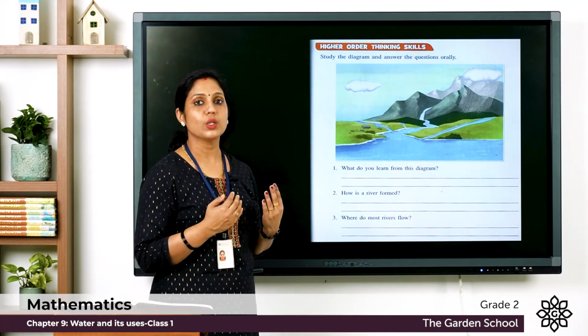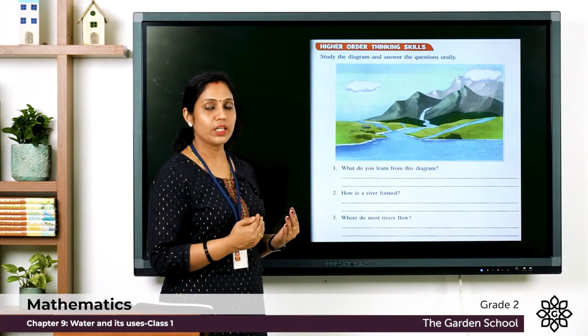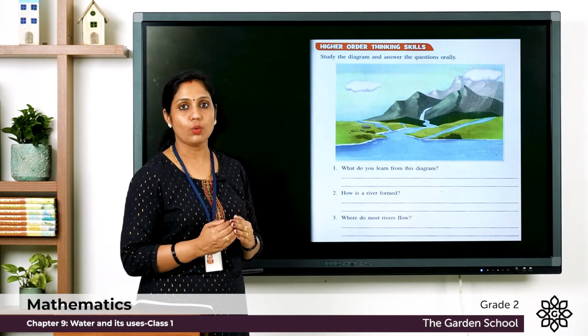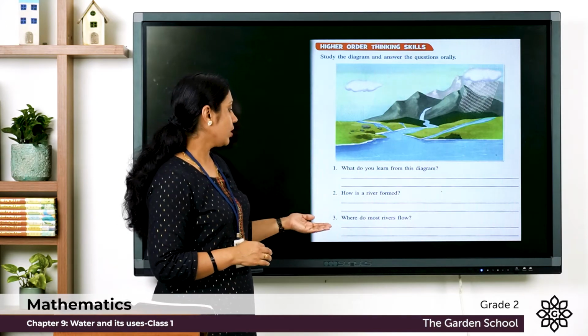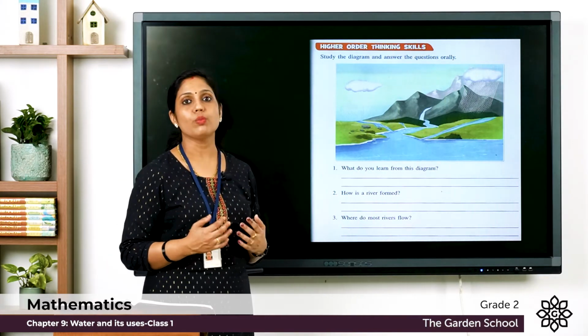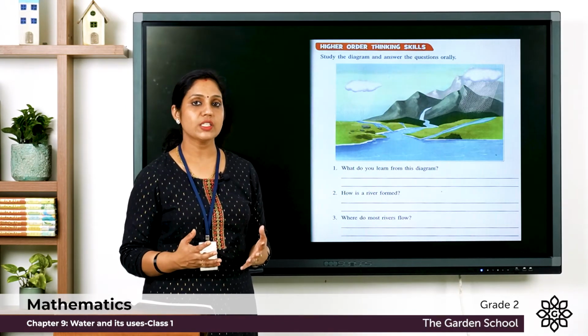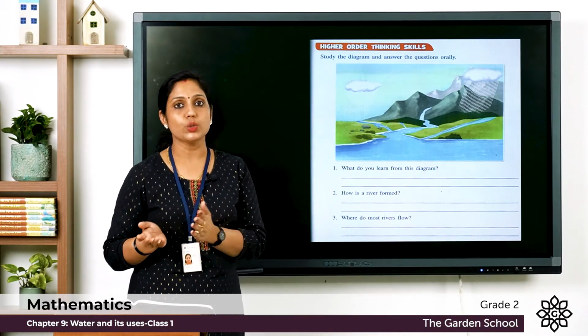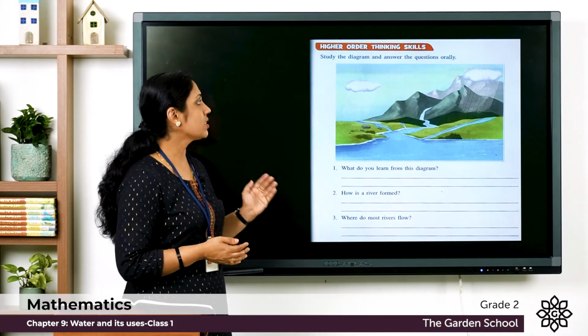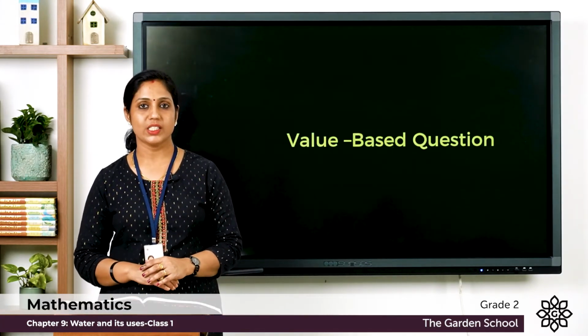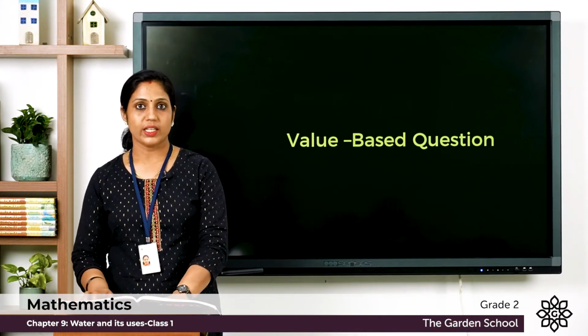When it rains, the water flows from the hills and also the snow melts from the hills and flows down as rivers. Third question, where do most rivers flow? So we have learned it in this chapter. Where do rivers flow? Most rivers flow into seas. So this is all about this diagram. So next we have the value-based question. So let's look at that.